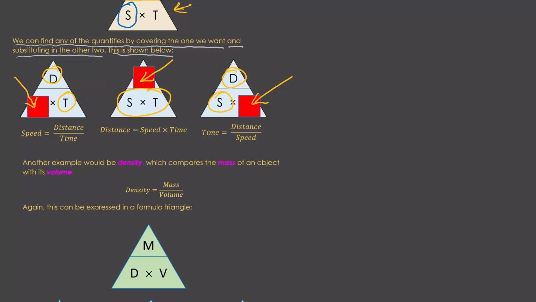We can see the formulas listed below. Speed is distance divided by time, which rearranges to give us distance is speed times time, which rearranges again to give time is distance divided by speed.